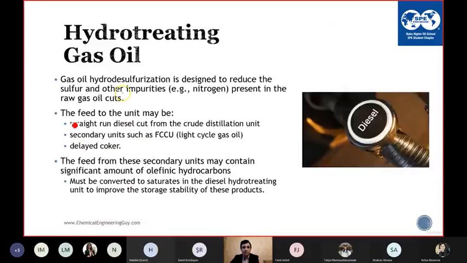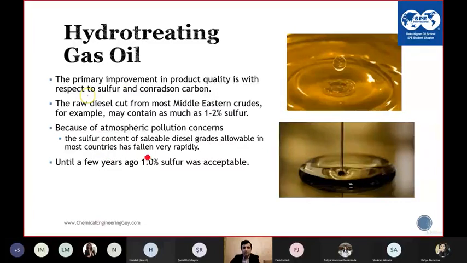First, see what our feed is. Straight run diesel. What is straight run? SR means diesel from the CDU. Then the secondary units: diesel from the FCC and diesel from the DCU, the delayed coker. So we mostly improve the product quality with respect to sulfur and Conradson carbon. Conradson carbon is kind of the residue in the products.